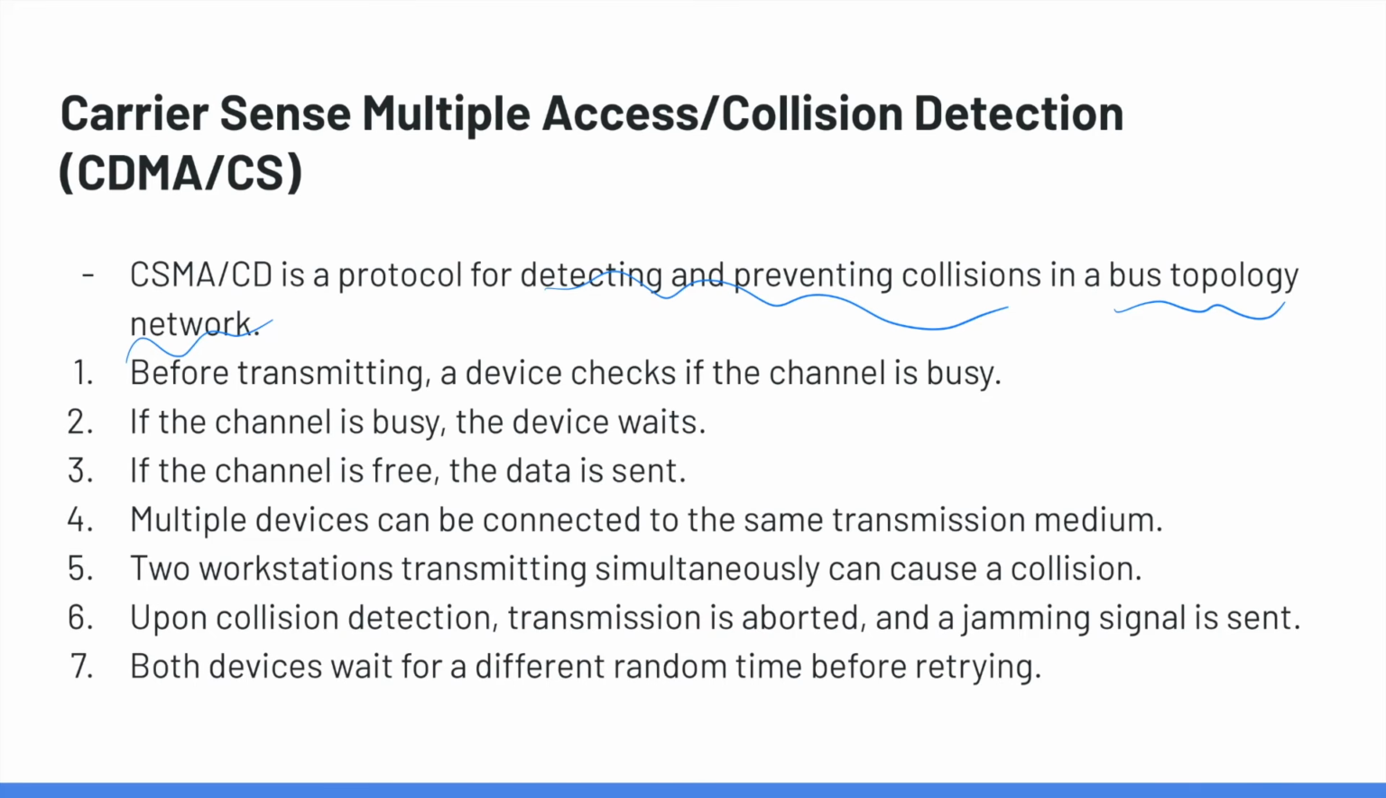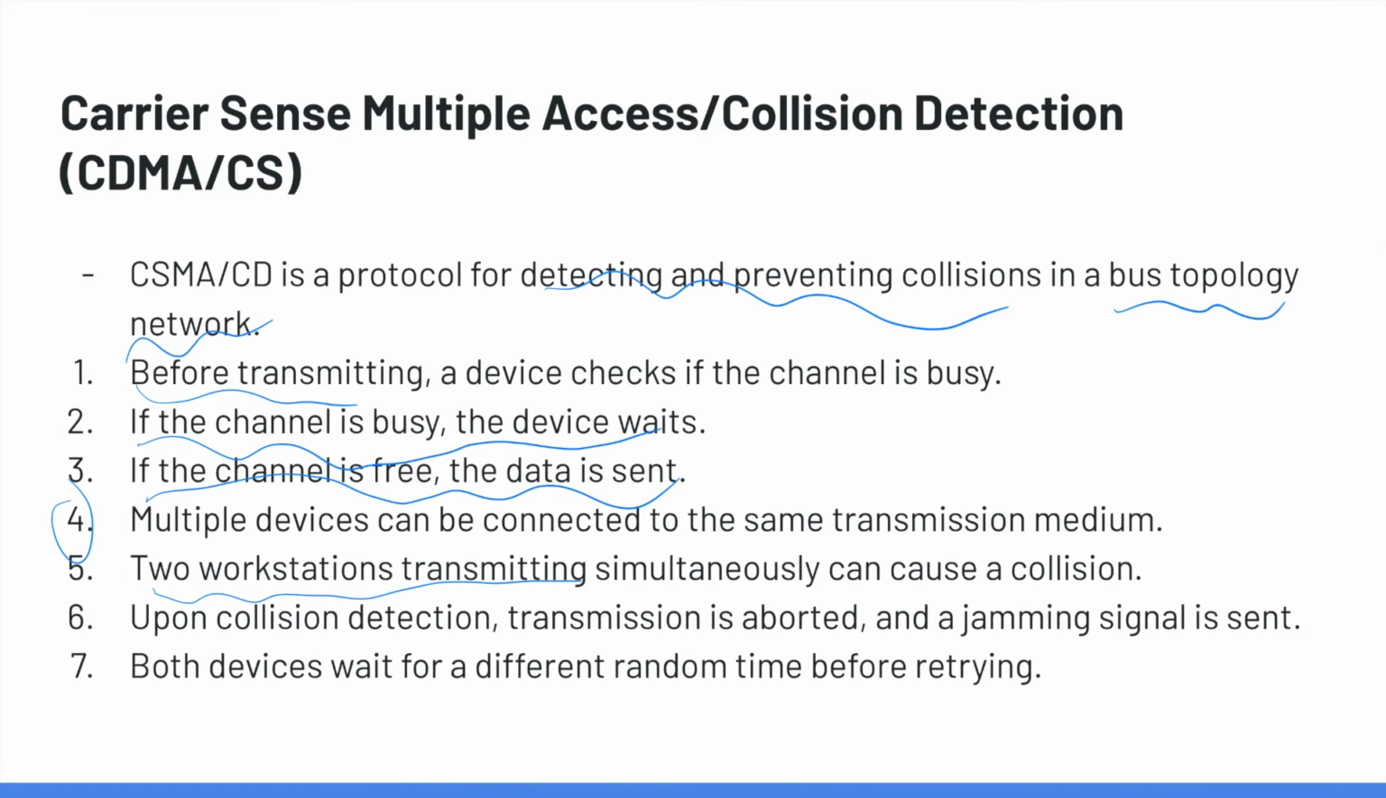So firstly, before transmitting data, a device checks if the channel is busy. So is there any data currently being transmitted on that channel? If the channel is busy, the device waits. If it's free, the data is sent. Multiple devices can be connected to the same transmission medium. This is not really a step, but it's just an aspect of a bus topology network.